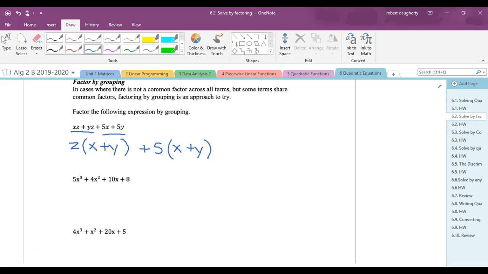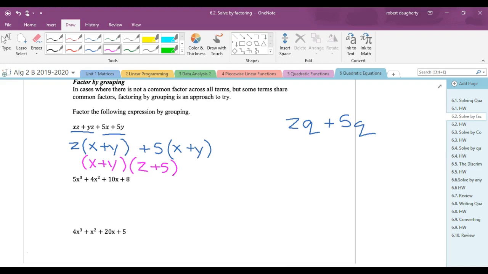Now this is where sometimes people struggle. What if I had this? What if you had ZQ plus 5Q? What would you factor out of that? Q, okay. Look at this. What can I factor out of this? X plus Y. These two things share an X plus Y. So this can be written as X plus Y. What do you multiply X plus Y by so that you get X plus Y times Z? Z. What do you multiply X plus Y by so that you get 5 times X plus Y? 5.